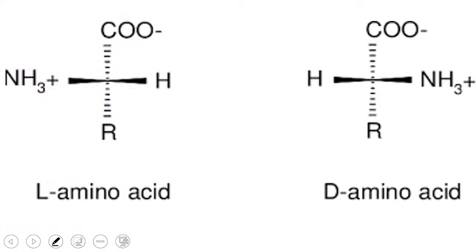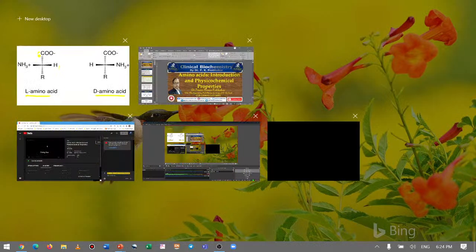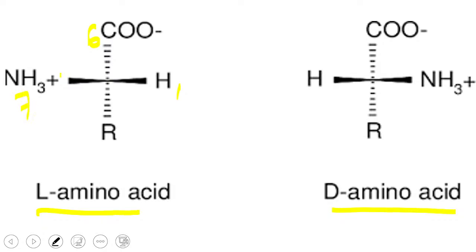Now what is L, what is D? How to do the nomenclature? How can I call it L, how can I call it D? In the case of carbohydrates, it is slightly easy, but in the case of amino acids, it is slightly tough. Here we are going to follow the organic compound rule. So we are going to write the atomic number of the element associated with each group. Like hydrogen's atomic number is 1, carbon 6, nitrogen 7. Now you have to go from lower to higher. You go from 1 to 6 and 6 to 7.